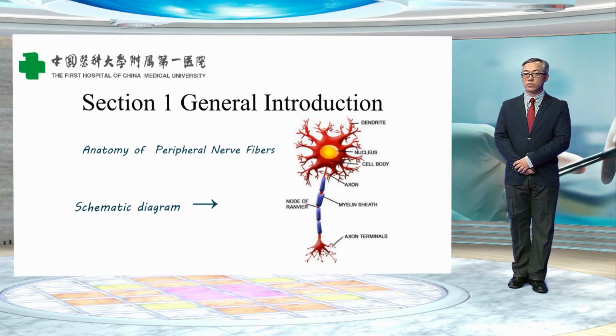The first section is a general introduction. I will show you the anatomy of peripheral nerve fibers. Look at this schematic diagram. The nerve fiber is like a cable connecting the central nervous system and their target organs. The nerve fiber transmits signals from the central nervous system to let the organs perform their function.